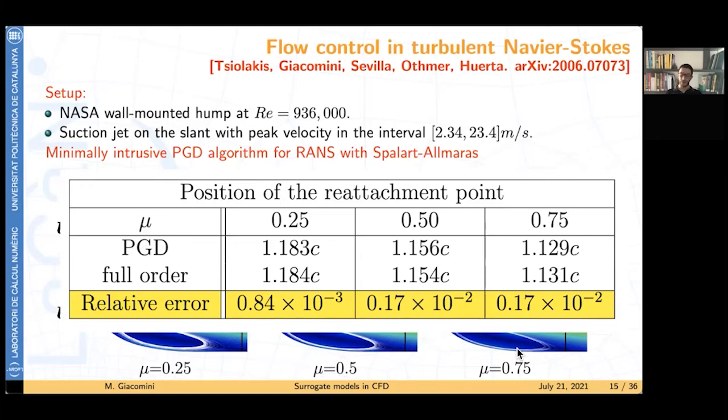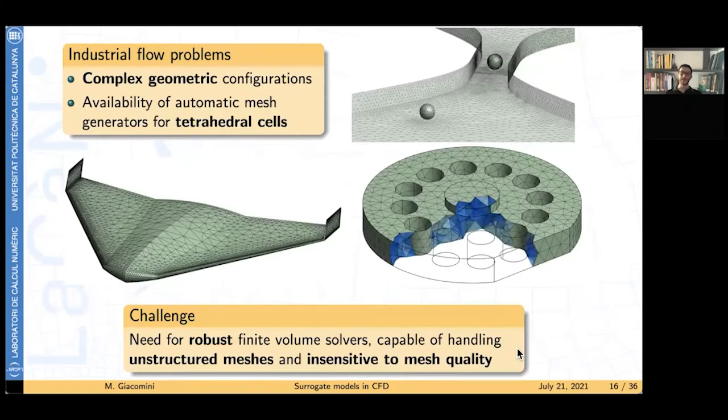Now, everything works well in the context of OpenFOAM, but there's still a limitation, which is intrinsic to the solver, namely the requirements that OpenFOAM, as well as many other finite volume solvers, have in the context of the quality of the mesh. Those finite volume solvers, both cell-centered and vertex-centered, tend to suffer when distorted meshes or extremely skewed and stretched meshes are employed. This, of course, is a limitation in the context of industrial flow problems, because generally speaking, we work with complex geometric configurations. Here I'm showing a microchannel, a drone, or a mechanical piece.